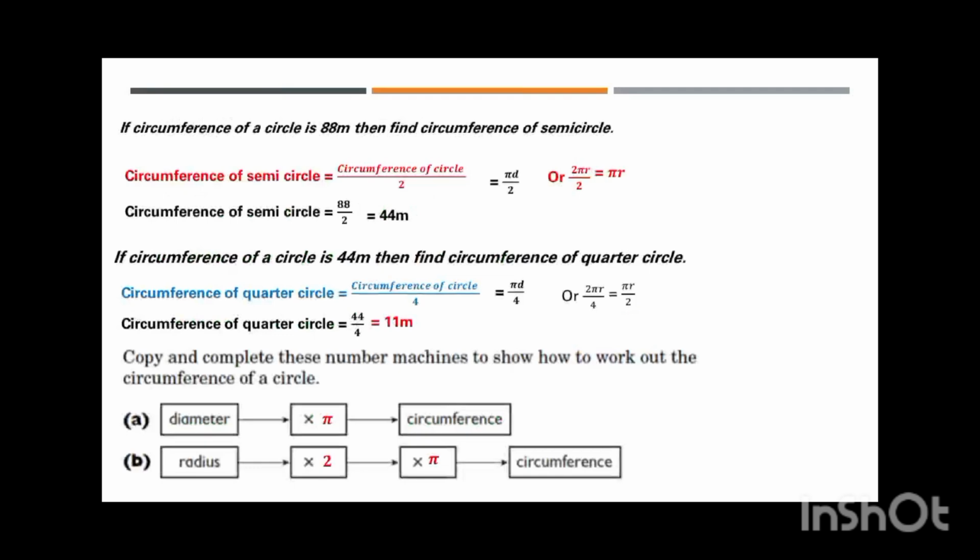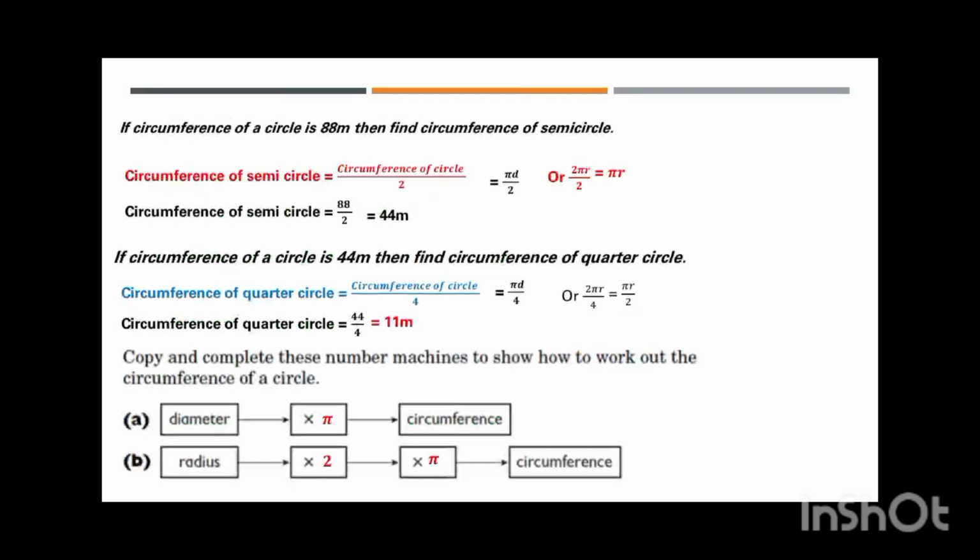If circumference of circle is 44 meter, then circumference of quarter circle. For doing that, circumference of quarter circle is equal to circumference of circle divided by 4, equal to pi d divided by 4, or 2 pi r divided by 4, which is pi r divided by 2 after dividing 2 and 4. And circumference of quarter circle is equal to 44 over 4, that is equal to 11 centimeter. How can we do that? Semicircle means 1 by 2, so that's why we're dividing by 2, and quarter circle means 1 by 4, that means we're going to divide by 4.